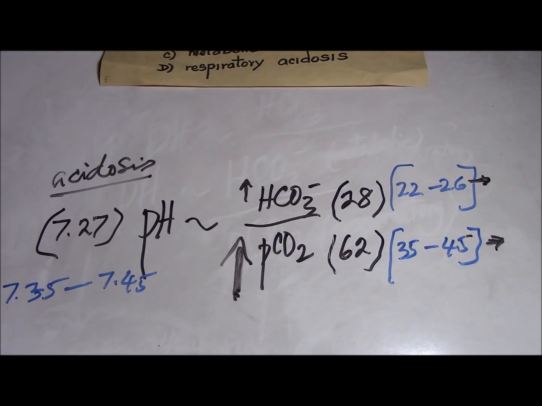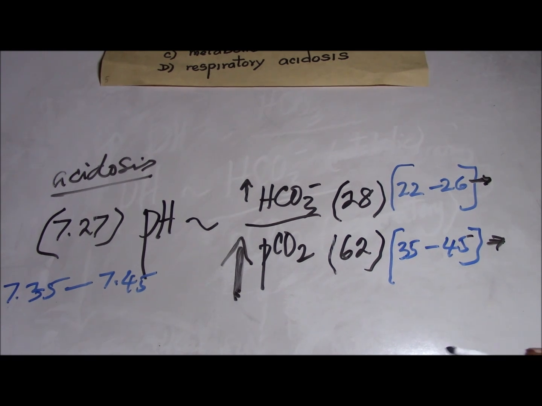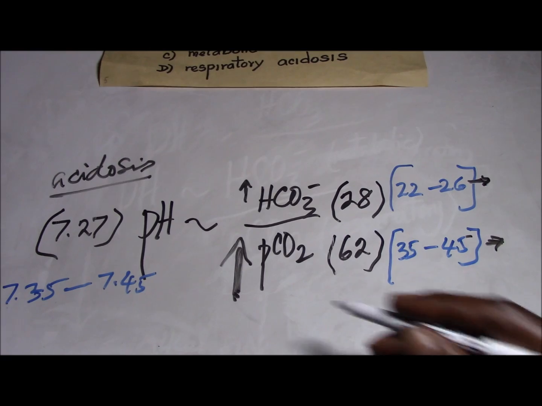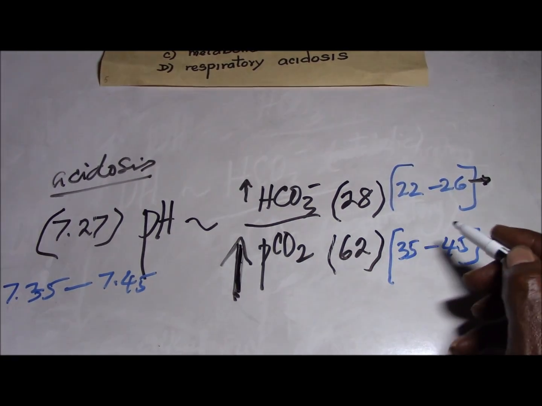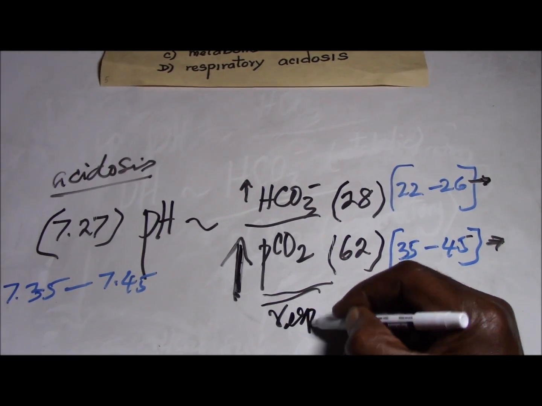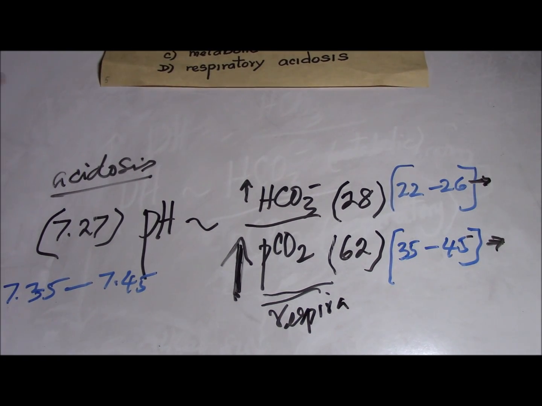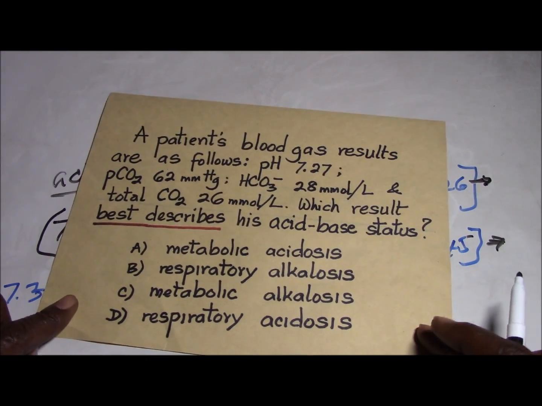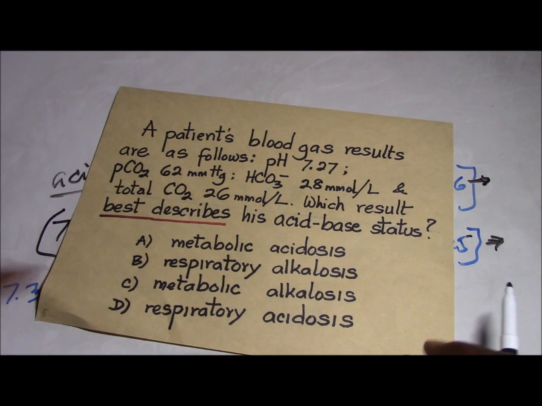All right? So the question then remains, what is the primary disturbance? What is responsible for the disorder? Obviously, it is this major increase here in the partial pressure of carbon dioxide. So this is a case of respiratory acidosis. See, that makes it simple. So you come back here and your choice will be respiratory acidosis, D, and then you move on.